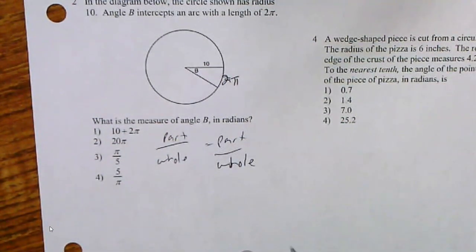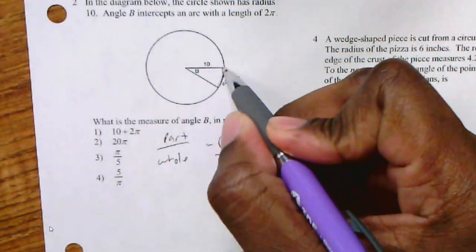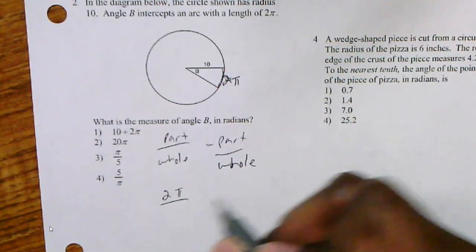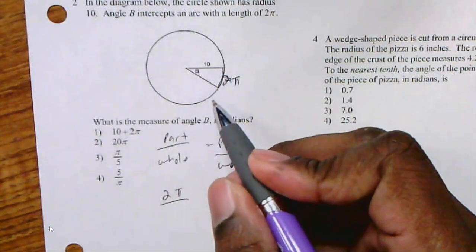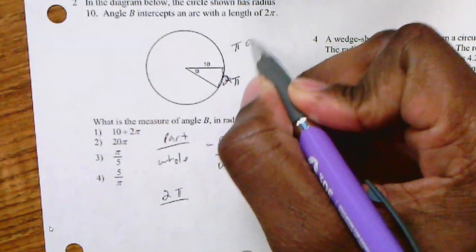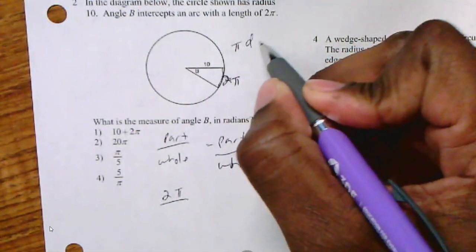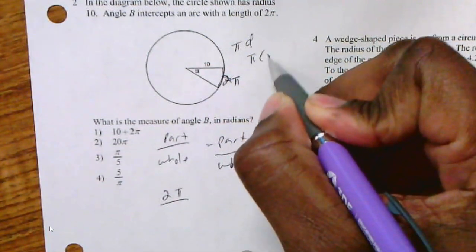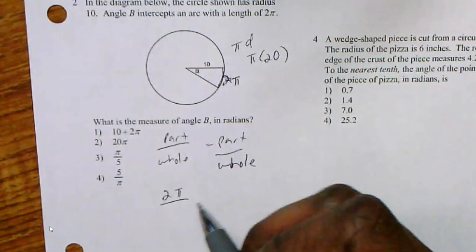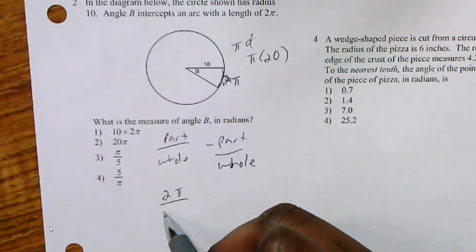So what I'm going to think about is the part of the circumference I know is this part. So that part of the circumference is 2 pi. The whole circumference I can find. The whole circumference is going to be pi times diameter. The diameter is 20, so it's going to be pi times 20, because twice the radius is 20. So the circumference is 20 pi.